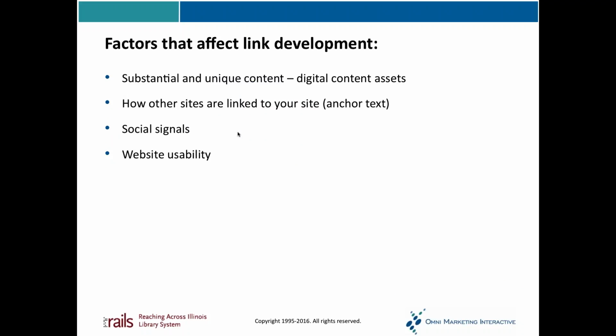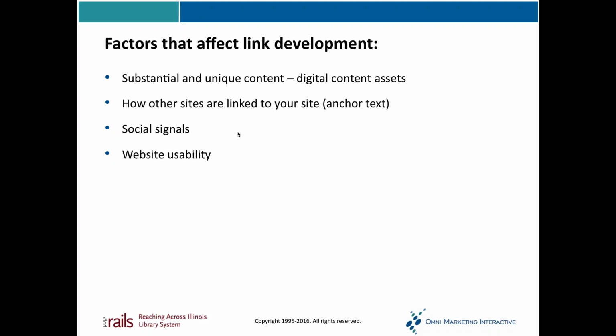There are a lot of things that affect link development, but the number one thing that affects it is having substantial and unique content, and that means having really good digital content assets. And if you label your digital content assets well, how other sites link to them is going to be reflected in that. And I'm going to show you some examples of these. Search engines do look at links as a ranking factor. In Google, it's one of the biggest ranking factors.